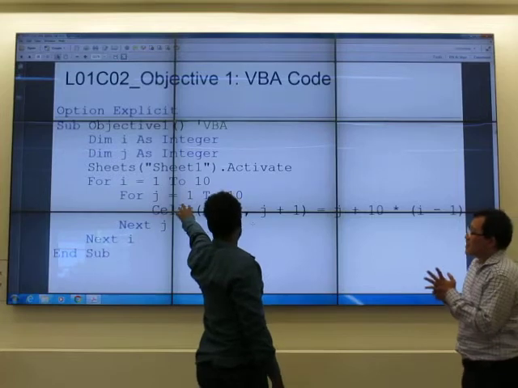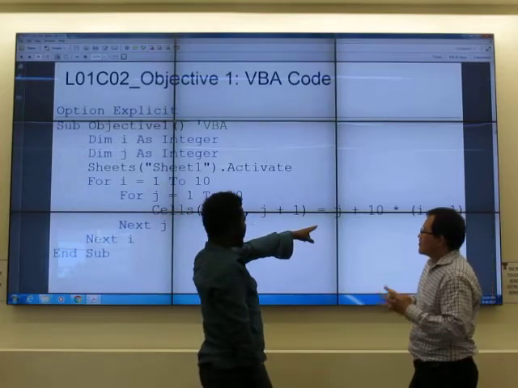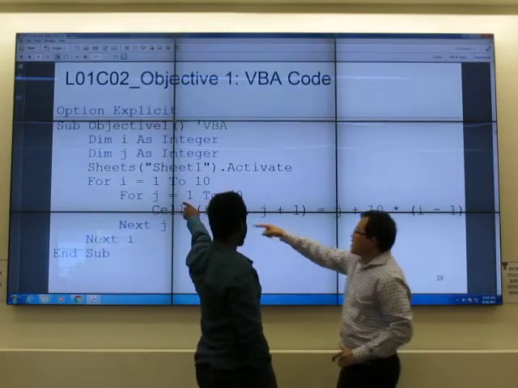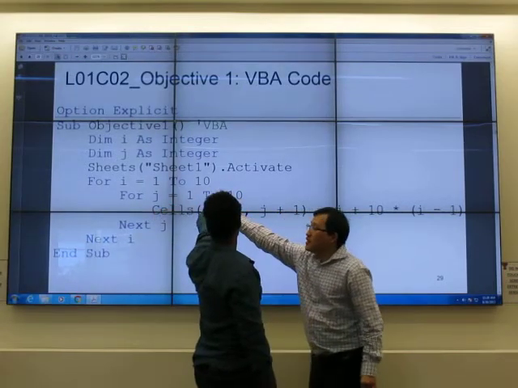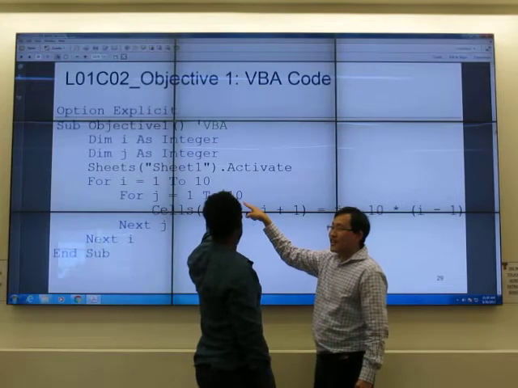If I change this to 30, I think I should also change which number to 30? j. Instead of j, change it to i to 30. 1 to 30. Yeah. You like that? Yeah.